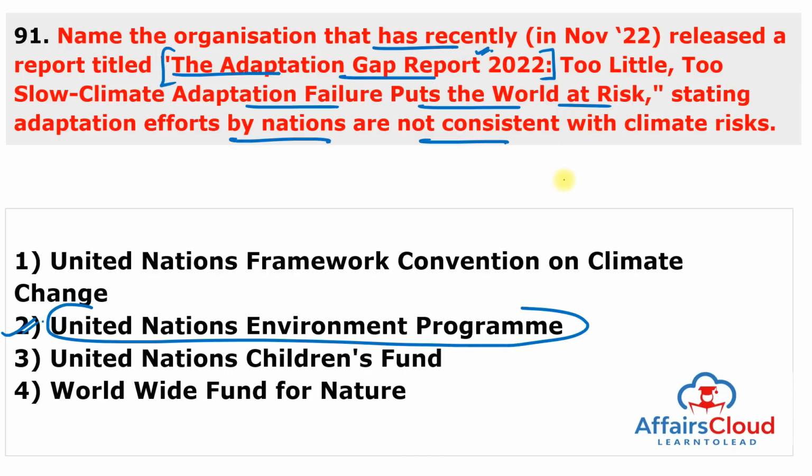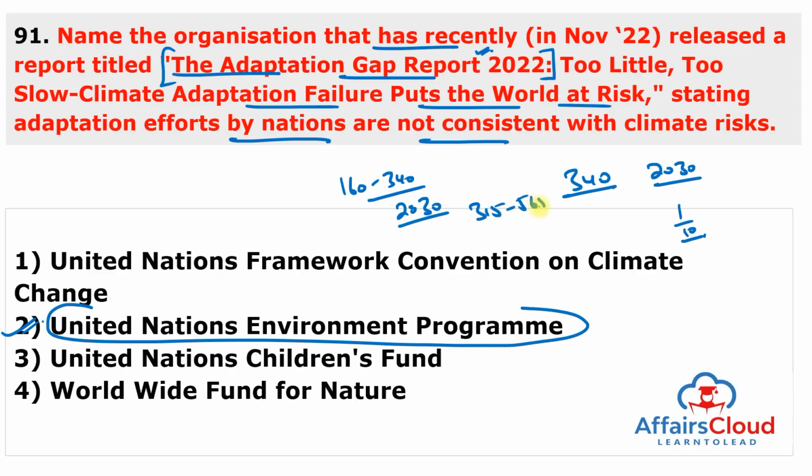And adaptation needs almost $340 billion a year by the year of 2030, but currently it stands at less than 1/10 of the total amount. And the estimated annual adaptation needs almost 160 to $340 billion by the year of 2030 and 315 to $565 billion by the year of 2050. This is according to the Adaptation Gap Report of 2022, which is released by United Nations Environment Program.